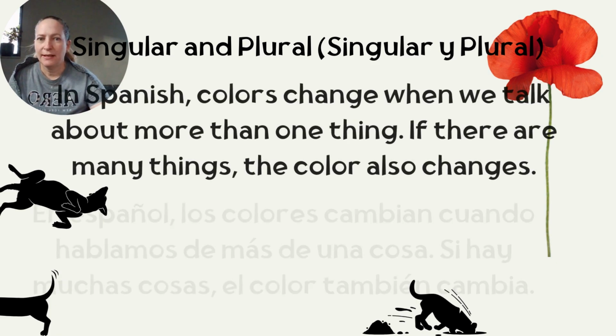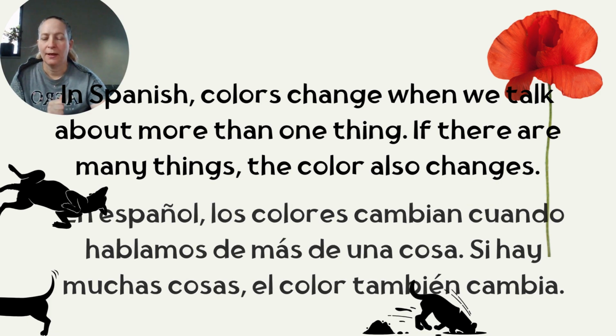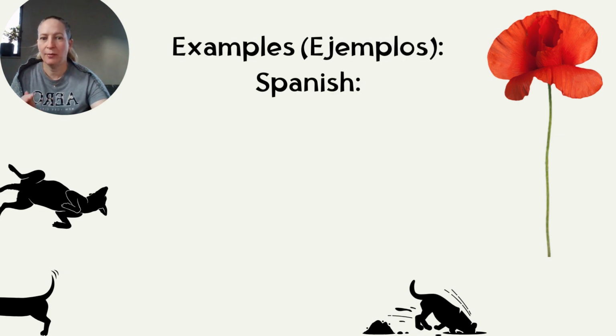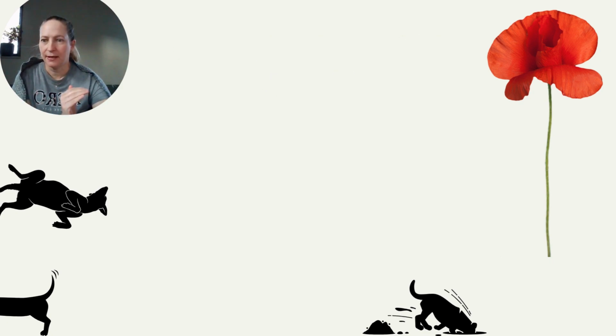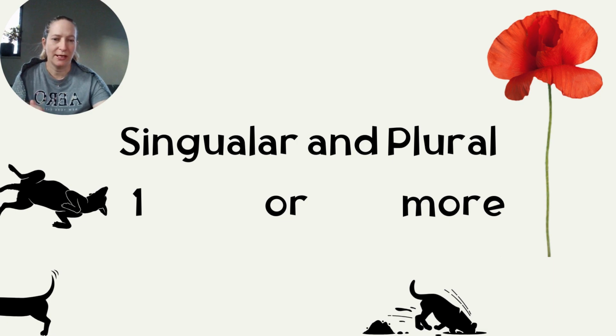Now we're going through singular and plural. That means that it's one or two. And when I say two, it's two or more. But one is always one. Just one. And like I mentioned before, when we talk about colors and colors describing something, it will change all the way through the whole sentence. The same is if there are many things, the color also changes and has to be plural all the way through.